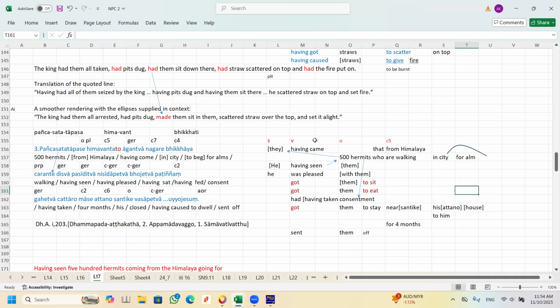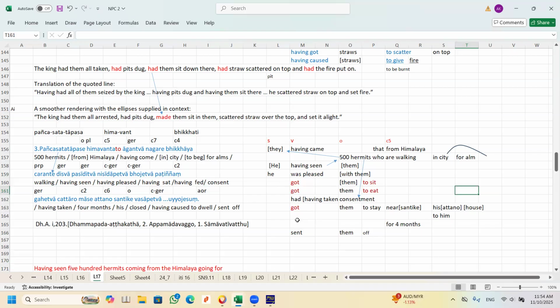If you don't want, you take this in this line: having come from the Himalaya, the 500 hermits who are walking for alms in the city. And then this should be the second line. That means the merchant, having seen them, was pleased, and then got them to sit and eat, all those things.